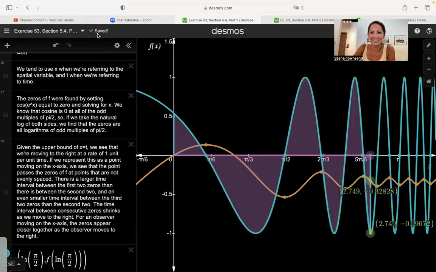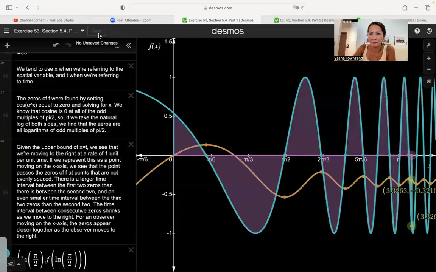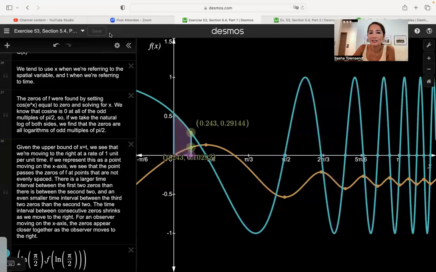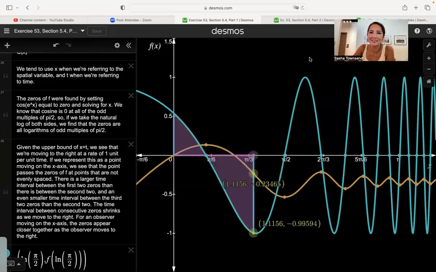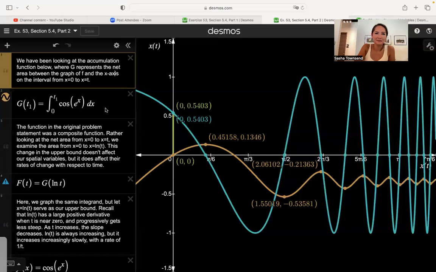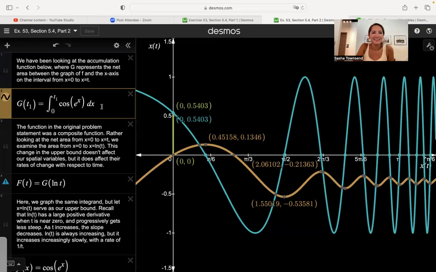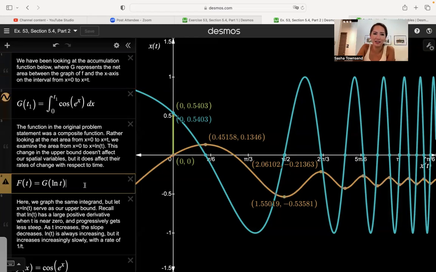All right. So now we're going to change things up a little bit. Rather than moving to the right at a constant rate, we're going to let our x value change according to the function x of t equals natural log of t. So now we've changed it a little bit. We're going to let f of t equal g evaluated at natural log of t. So instead of having an upper bound of t, we have an upper bound of natural log of t.